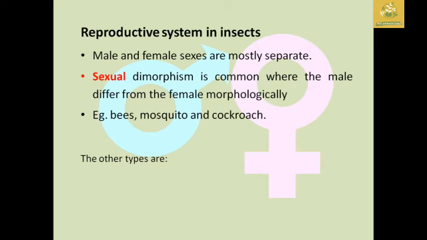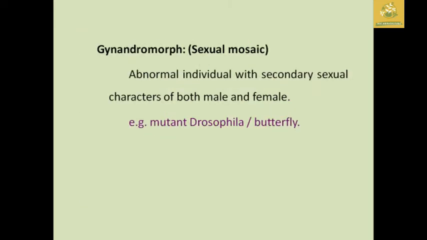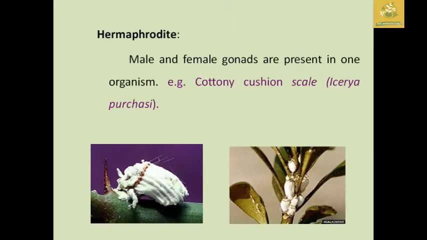There are two other types: gynandromorphic, which is known as the sexual mosaic, as well as hermaphrodite. The gynandromorphic is an abnormal individual which has secondary sexual characteristics of both male and female. Example: mutant Drosophila, or a butterfly. A hermaphrodite is where the male and female gonads are present in the same organ. Example: cotton cushion scale, Icerya purchasi.